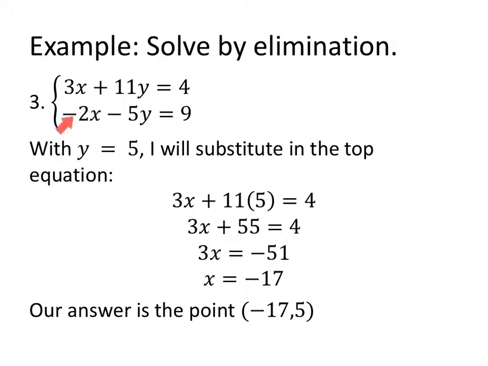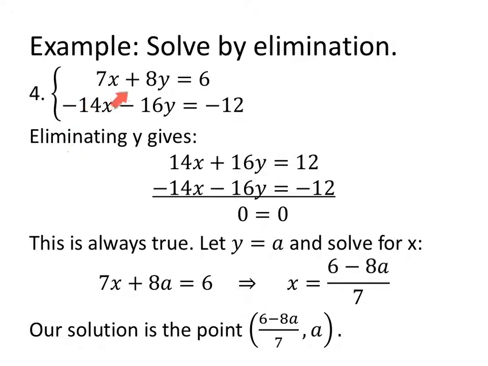With y equals 5, I'm going to substitute in the top equation, primarily because there's no negatives, even though that 11's kind of big. Negatives tweak my brain more than big numbers. 3x plus 11 times 5 equals 4. That's 3x plus 55 equals 4. Subtract 55, divide by 3, and I have my answer. x is negative 17, y equals 5, and I can check it here. Negative 17 times a negative 2 will be a positive 34. Positive 34 minus 25, right? 5 times 5. A positive 34 minus 25 is indeed a positive 9, and we know for a fact this is a solution.